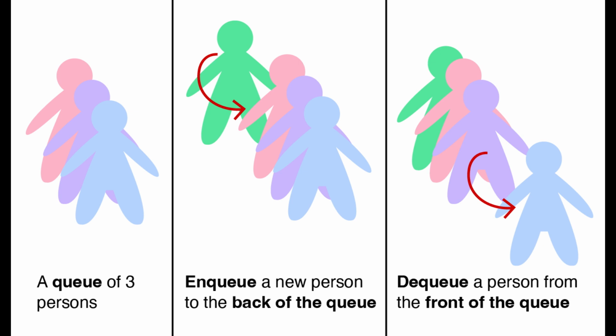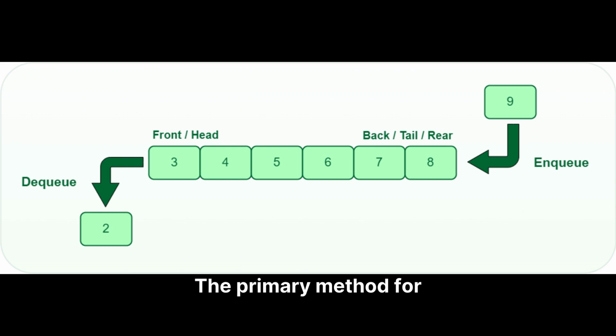Here, we create a queue to store string values, which is a common use case for managing a sequence of messages in an application or processing log entries. The primary method for adding elements to a Queue is Enqueue. This method efficiently adds a new item to the very end or back of the queue.